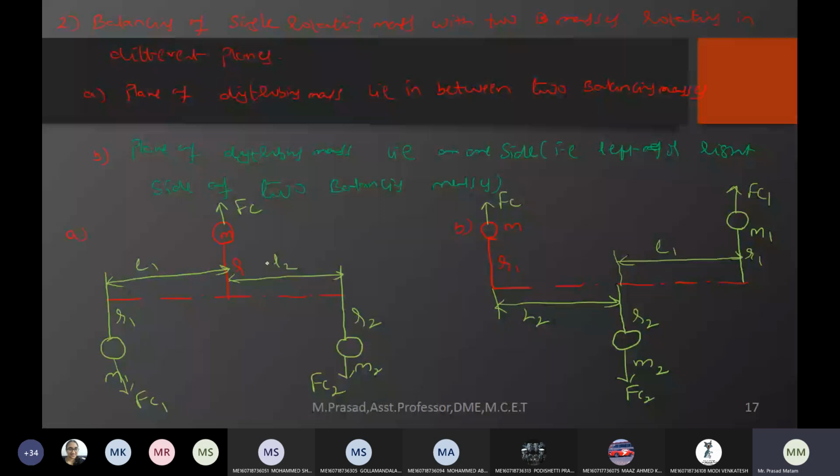Now, can anyone give the balancing conditions here? Upward force is always equal to the downward force. For balancing, what is the condition for case A? Upward force is equal to downward force. Similarly, for case B also, upward force is equal to downward force. What are the upward forces in case B? Two forces are there: one disturbing force Fc and one balancing force Fc1. These two are balanced by Fc2. Let me write the condition for balancing here. Fc plus Fc1 is equal to Fc2. This is my first condition. Similarly, what is the condition here? Fc is equal to Fc1 plus Fc2.